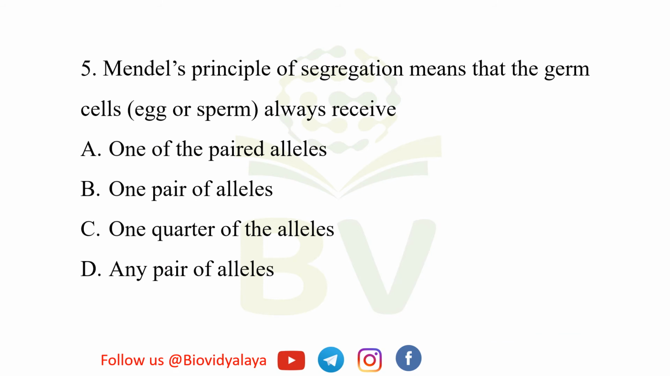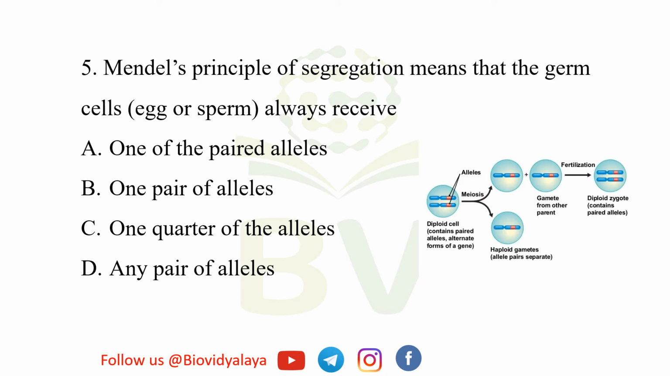Next question. Mendel's principle of segregation means that the germ cells, egg or sperm, always receive. Options are option A, one of the paired alleles, option B, one pair of alleles, option C, one quarter of the alleles, option D, any pair of alleles. Here, Mendel's principle of segregation means the germ cells always receive how many alleles for a particular trait. That we have to tell. What is the law of segregation?